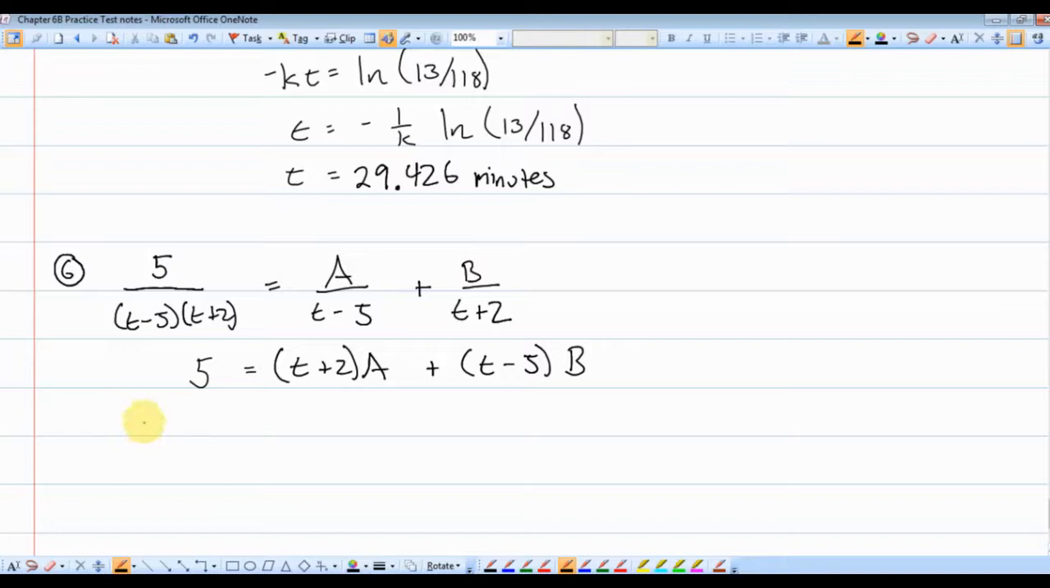All right, let's pick values of t. What do you think? 5. Good. You guys are learning. I like that. You want to make one of them 0. Got it. And then the other one? -2. Good.